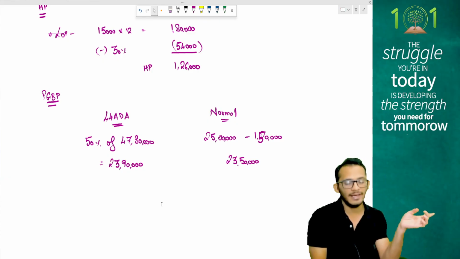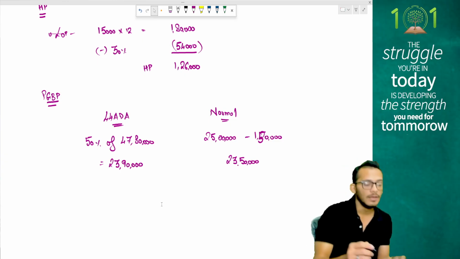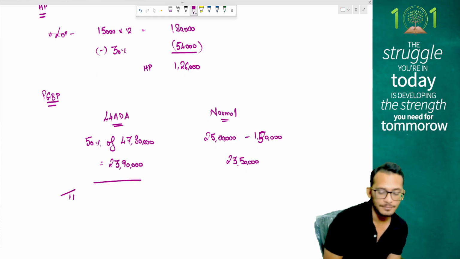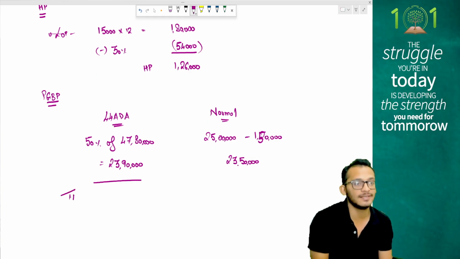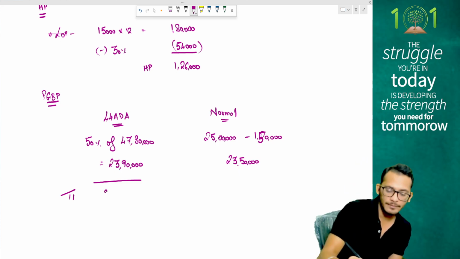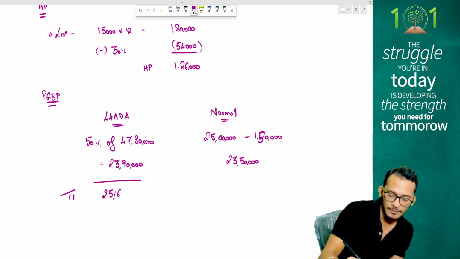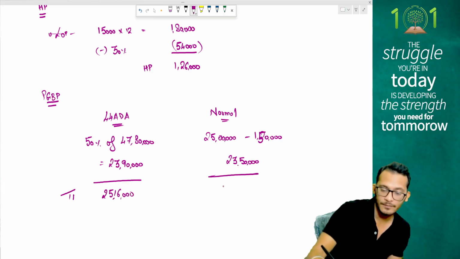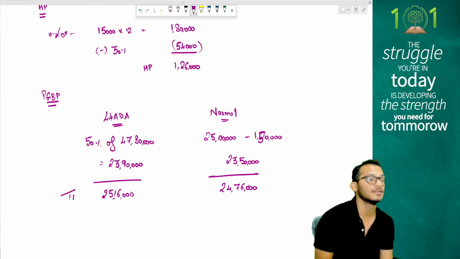Before we go forward, any other adjustments? No. Which means if I'm opting for presumptive, my total income is 23,90,000 plus 1,26,000, which is 25,16,000. If I'm not opting for presumptive, it is 24,76,000. This is what would happen.